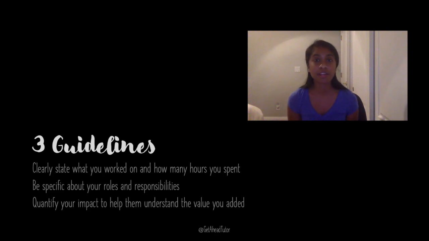Lastly, quantify your impact. Help your audience understand the value and extent of the work you did by including as many numbers as possible. Now that we have these general guidelines, let's walk through a few examples to get an idea of how we can apply these when we're filling out our own resumes.